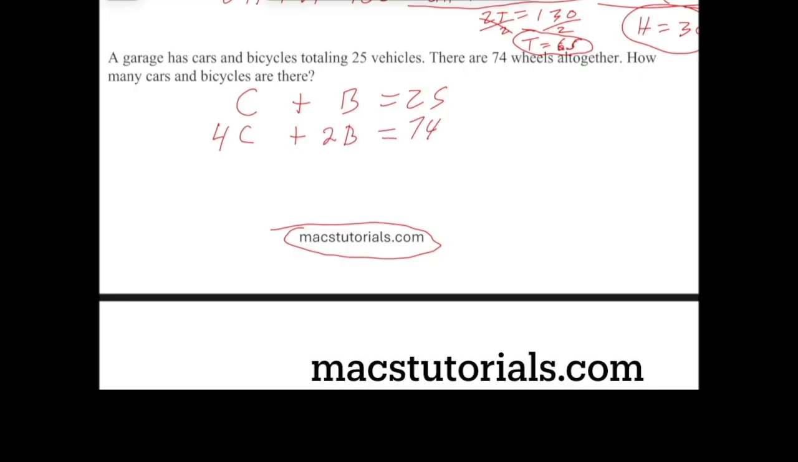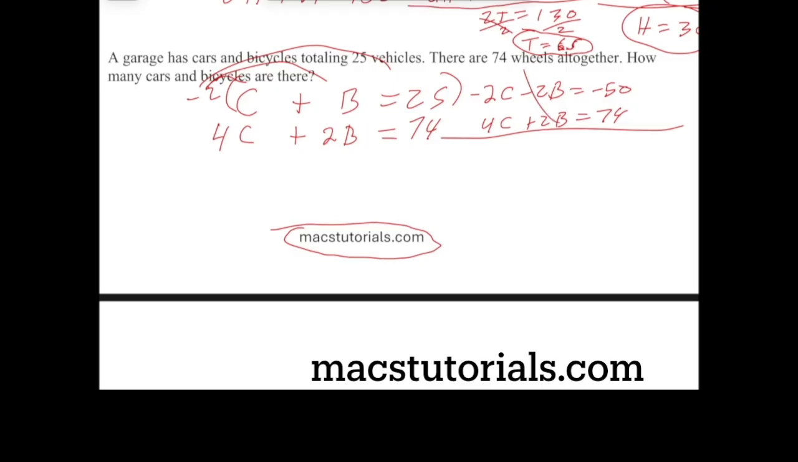So now I have my system of equations. I'm going to solve by elimination. I'm going to times this by a negative 2. Let's get rid of the bikes because I can see I have a plus 2. So I'm going to get negative 2c minus 2b equals negative 50. And I'm just going to copy on the bottom a 4c plus a 2b equals 74. And now I'm just going to do it. My b's die. And I'm left with 2c equals 74 minus 50, which is 16.